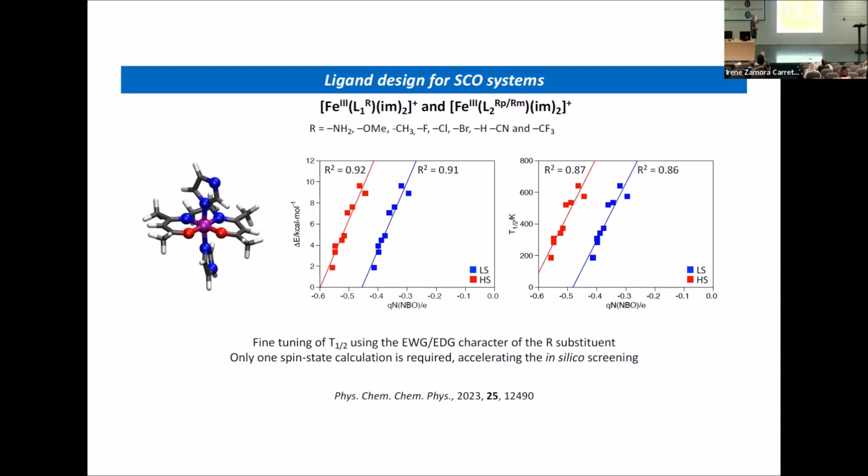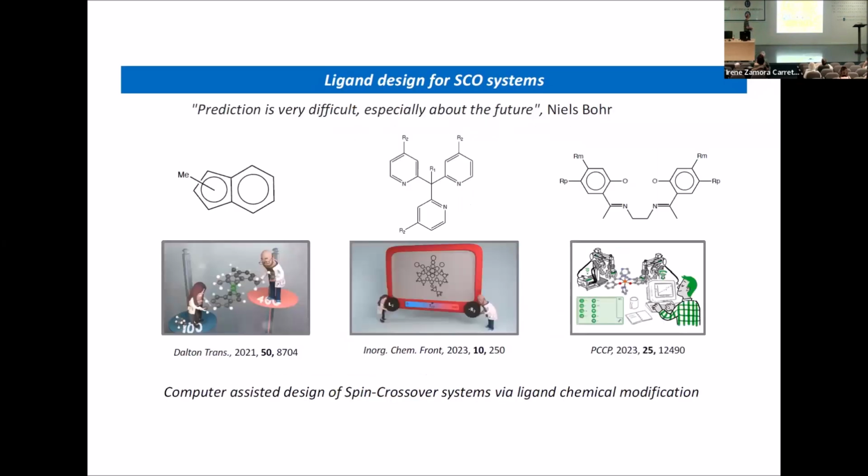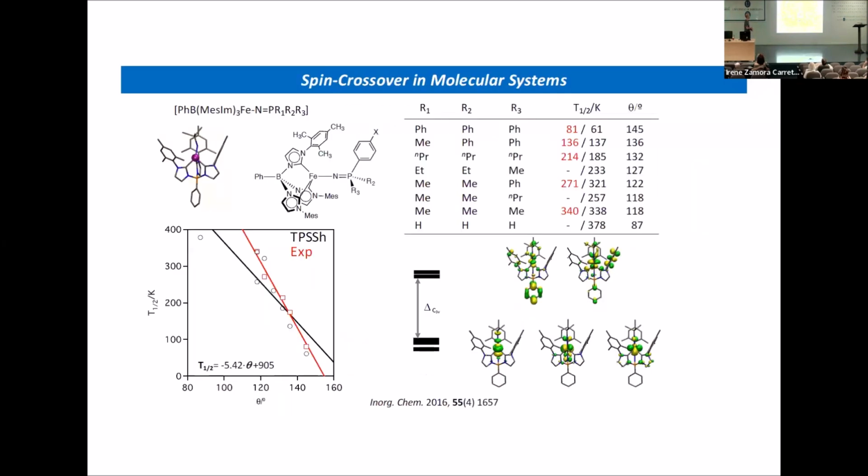It means that for the iron 3 complexes with those ligands, we can do it, but not for other systems. For instance, if you go to this family here and I analyze this, I don't have such a clear correlation with the carbon NBO charges or with the nitrogen NBO charges. Why? I don't know.